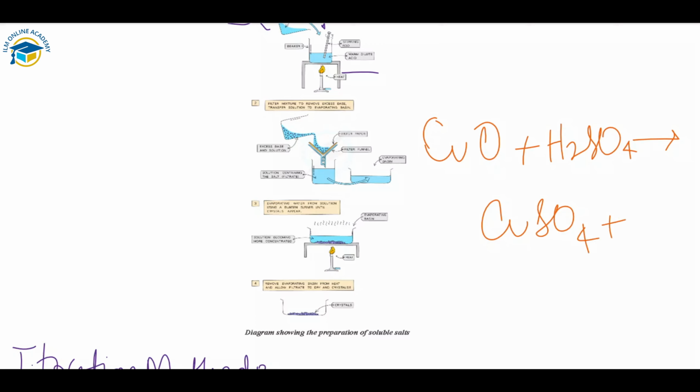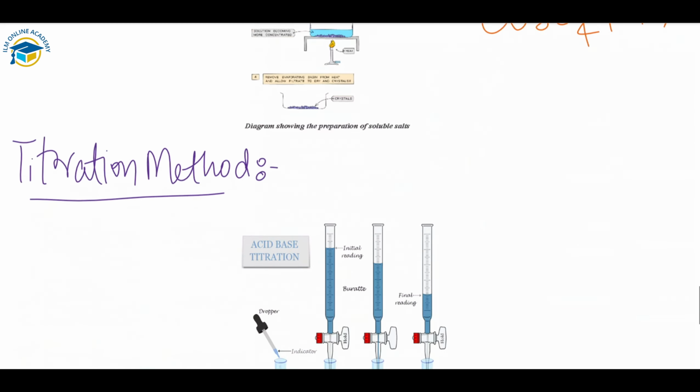we can use copper oxide, and that copper oxide will react with the sulfuric acid. We have the warm dilute sulfuric acid present in the beaker, and from the top you can add this copper oxide. After reaction, we have the salt, which is copper sulfate, plus water is released with that. So this is the example for the salt that is prepared through this method.